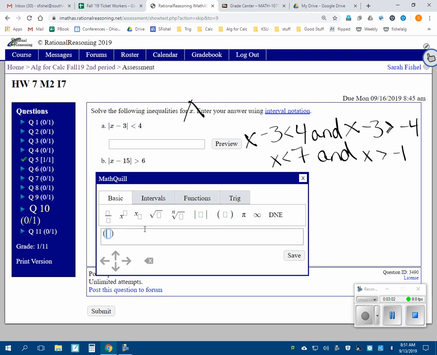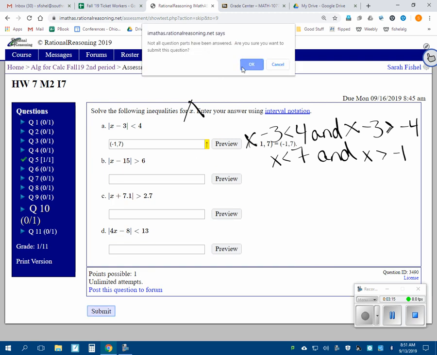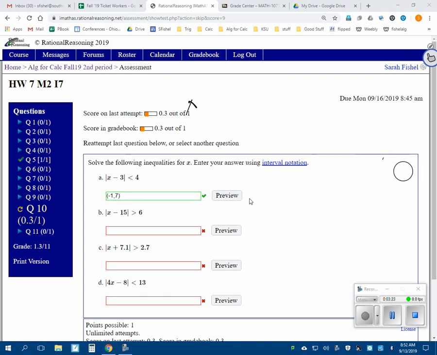In parentheses, because we are not including -1 or 7. What else? Oh, that's it. All right. Okay, and that one is right. Okay, now let's do a greater than one. So part B.